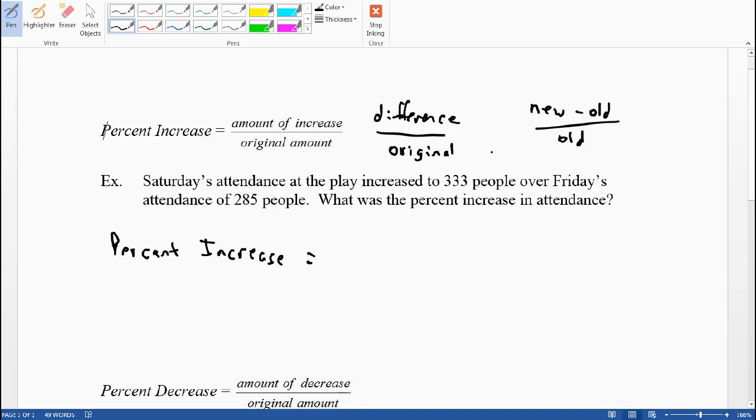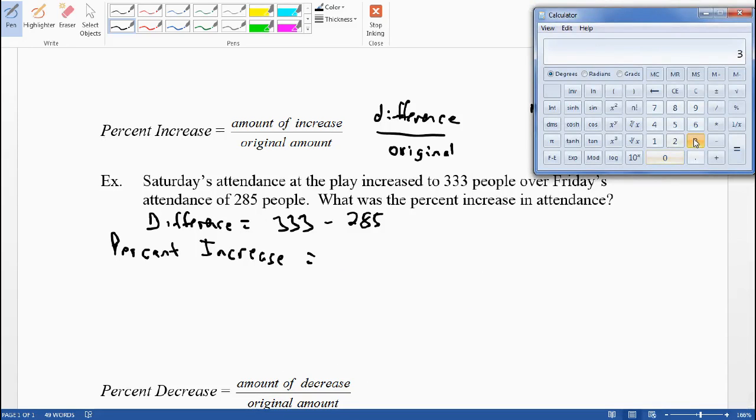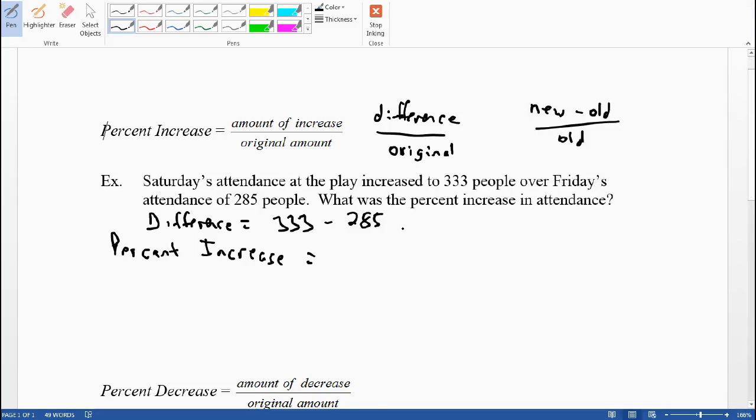What we need to do first is find the difference in those two values. So let's go ahead and find the difference. Because it started out with 285 people and it increased to 333. So we're going to take 333, subtract 285. You should get 48. Let's do it on our calculator. We do get 48. So what that means is, that's our numerator. That's what the difference is, the amount of increase.